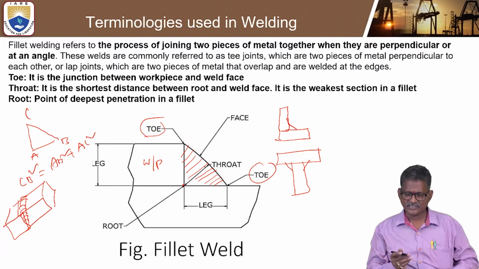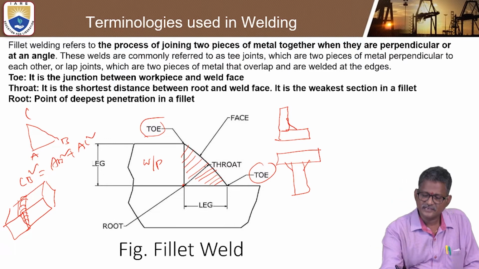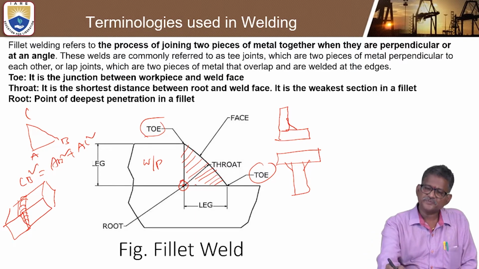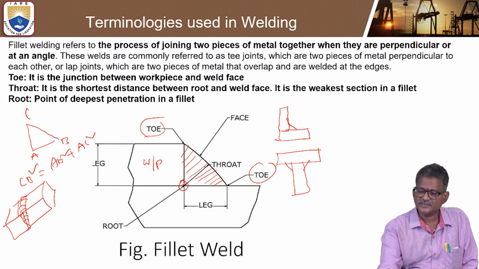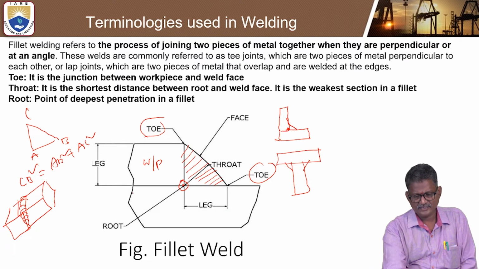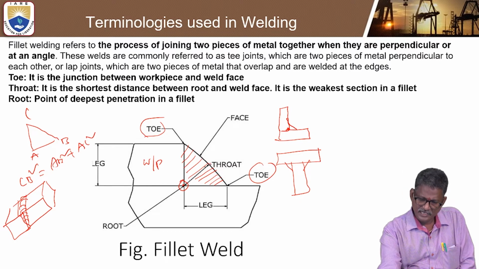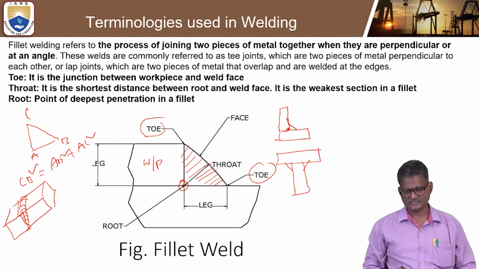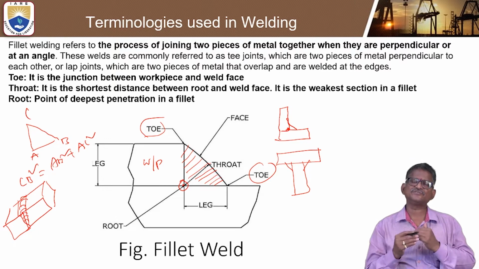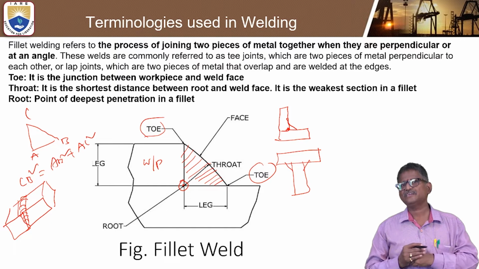And what is meant by root? The root is the point of deepest penetration in a fillet. At this point, this is called the root, the starting point. This is the leg length, horizontal and vertical, and the toe, top and bottom. This is the face. Throat is the distance between the root and the weld face. This is the simple technical terminology used in welding, which helps to solve the simple problems asked in any competitive examination.